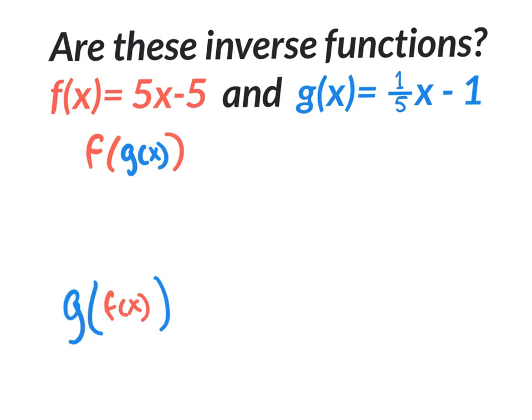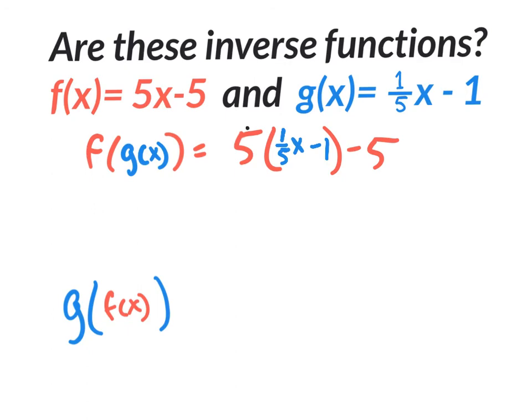So let's try the first one, f of g of x. And it doesn't matter which one you do first. It has to equal x on both of them. So let's go with this first one up here, f of g of x. So I'm going to take my g function that's in blue and plug it into my f of x function, which is in red. So here's my f of x function, 5x minus 5. And like I said, I'm plugging in my blue g of x function right in there. So my blue g of x function is 1/5 x minus 1. And now I need to simplify it and see if everything cancels out except for a positive x.